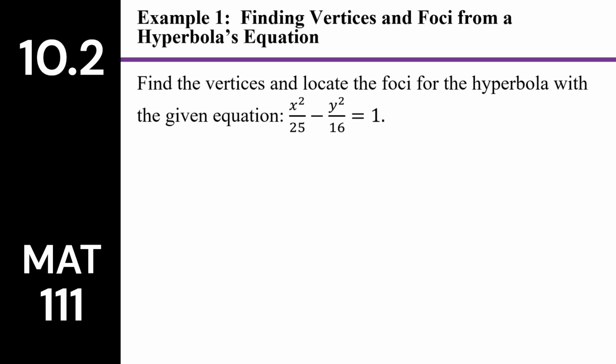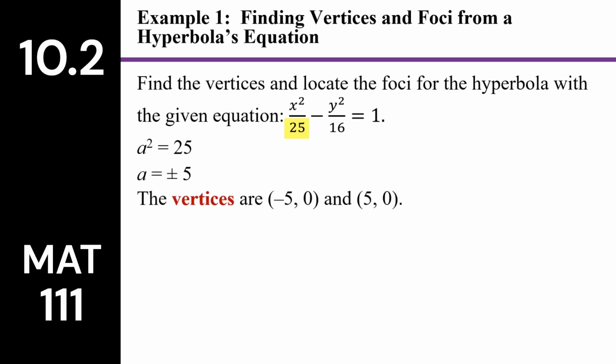Example 1. Find the vertices and locate the foci for the hyperbola with the given equation. We begin by observing that the first fraction, the positive fraction, has an x squared up top, and that tells us our vertices will be on the x-axis. More specifically, that denominator is a squared, which is 25. That gives us an a value of 5. So our vertices will be 5 units to the left and right of the origin.